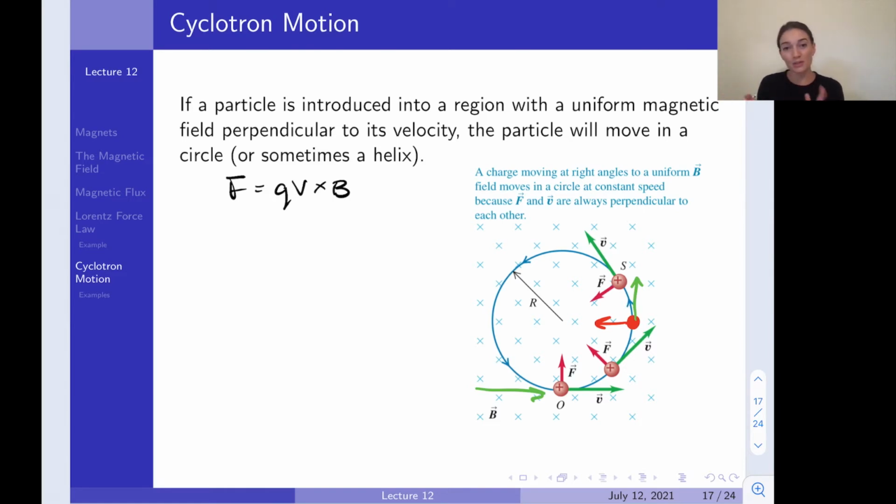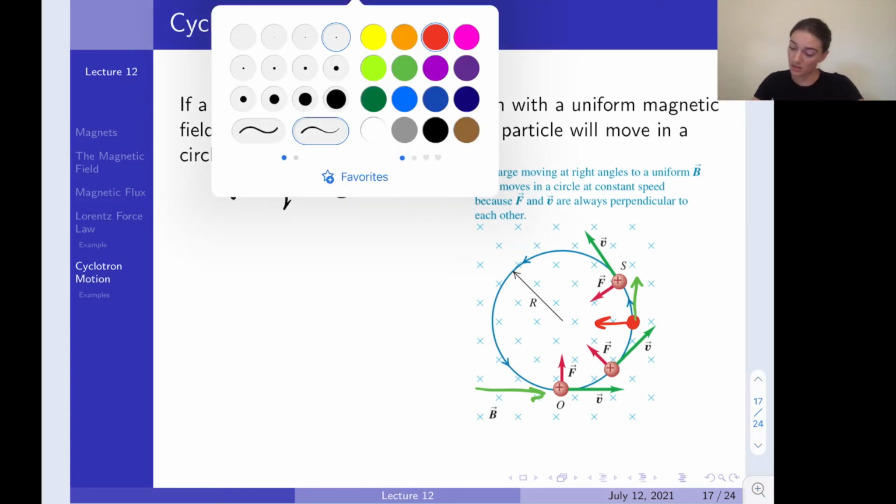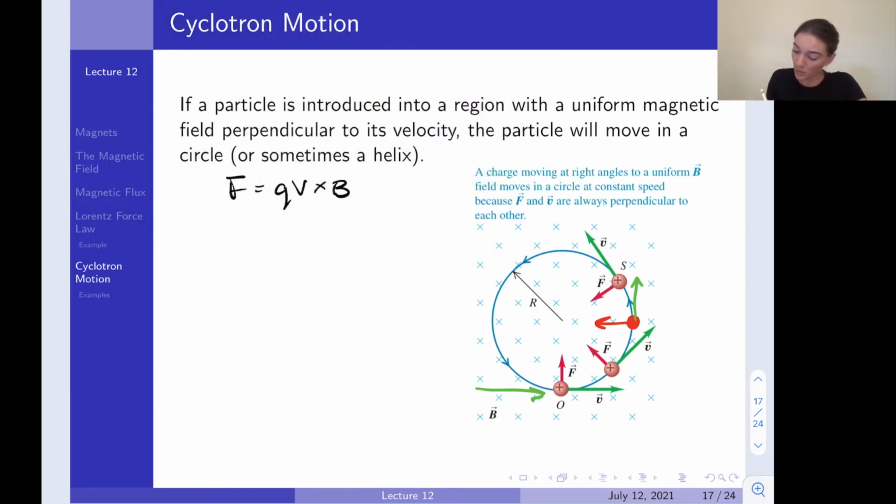Now we're going to have to use a little bit of uniform circular motion from Physics 7C here to figure out what is the radius of this circle. So we want to know what radius circle a particle of some charge and some mass and some velocity will move in. So let's use our Lorentz force law. Now we know that F is also equal to ma, right? So we know the force will be equal to qv cross B, and we also know that the force will be equal to the mass times the acceleration.